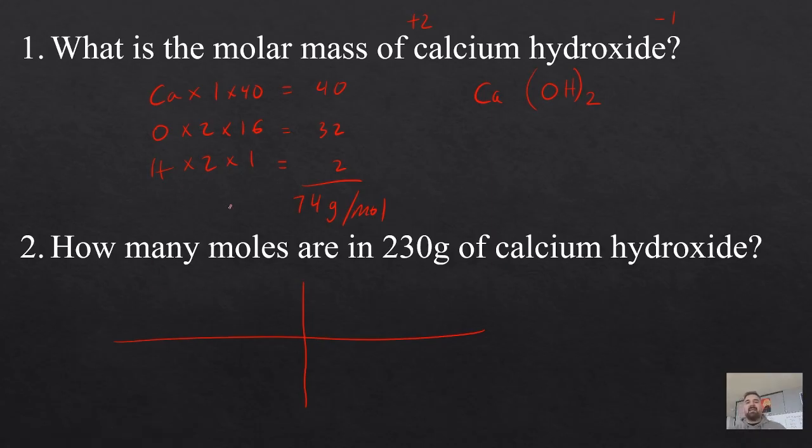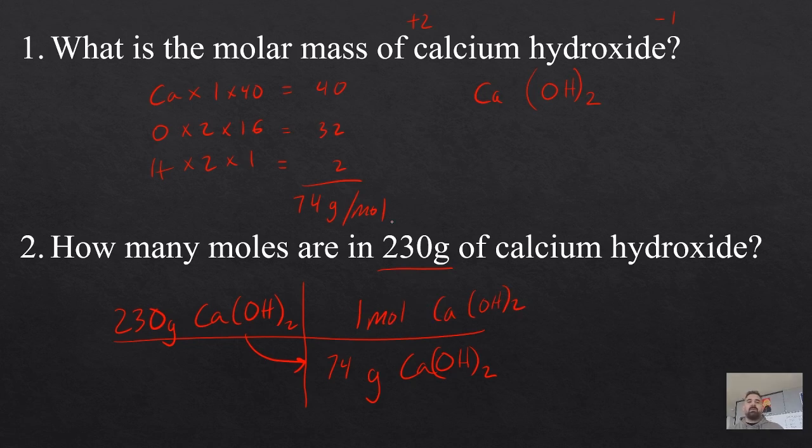The next one says, how many moles are in 230 grams of calcium hydroxide? So what is our given information here? 230 grams of what? Of calcium hydroxide. What unit goes down here? Grams of calcium hydroxide. Anytime you write grams of anything, you're going to put in the molar mass. So our molar mass is going to go here. And how many moles is that? 1 mole of calcium hydroxide.